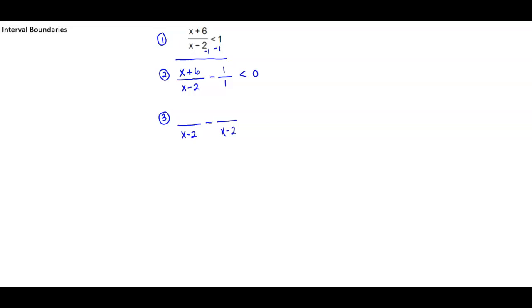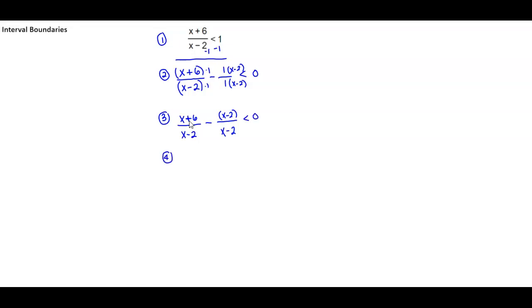So what do we need to multiply by 1 to get x minus 2? Well, that is x minus 2. And then we have to do the same thing in the numerator. 1 times x minus 2 is parentheses x minus 2. Over here, we just need to multiply this by 1, and we're getting the same thing. So we get x plus 6 over x minus 2, and now we know that this is less than 0.